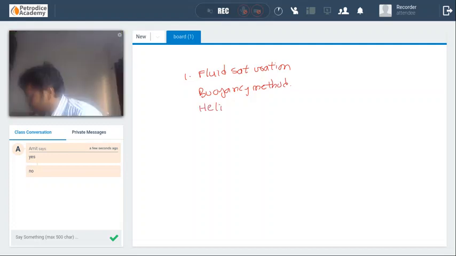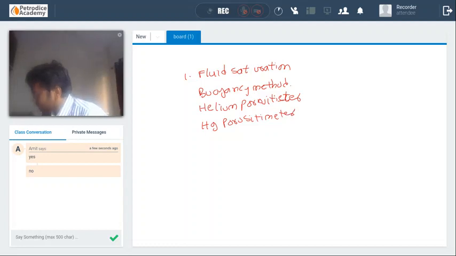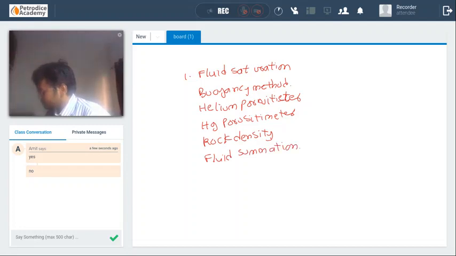Okay, helium porosity meter, mercury porosity meter. Okay, rock density, fluid summation, and the last one is pyknometer. 1, 2.